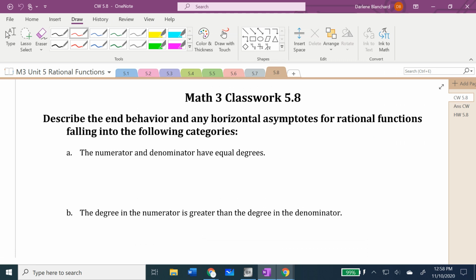So what we're looking at is if the numerator and denominator have equal degrees, then that rational function has a non-zero horizontal asymptote. And if you want to find the horizontal asymptote, the fastest way to do it, instead of going through a division process, is to look at the ratio of the 2 leading coefficients of the numerator and the denominator.